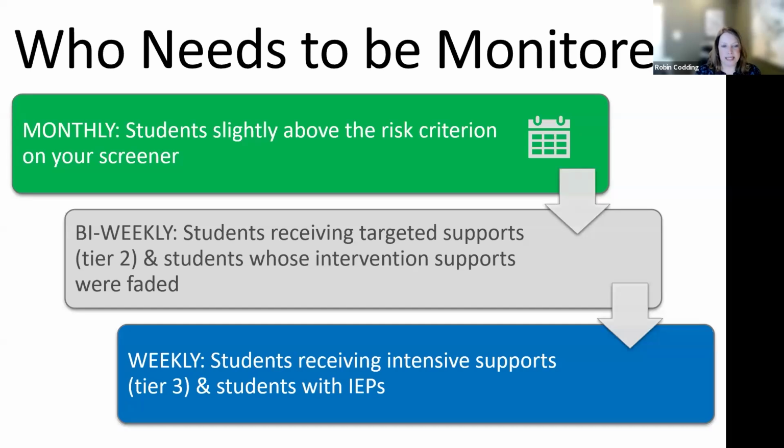And then lastly, weekly. For students receiving intensive supports, at minimum we want to be providing the progress monitoring data weekly. That includes sometimes students with IEPs as well. Potentially we can use some of our tools on a more frequent basis than weekly. We can use them on a daily basis or every couple of days as well. So how are we thinking about who needs to be monitored?